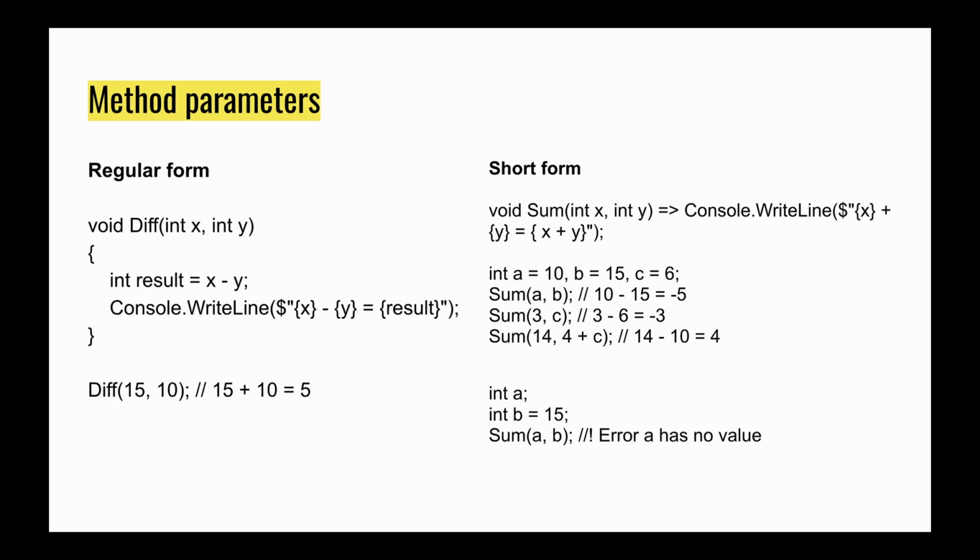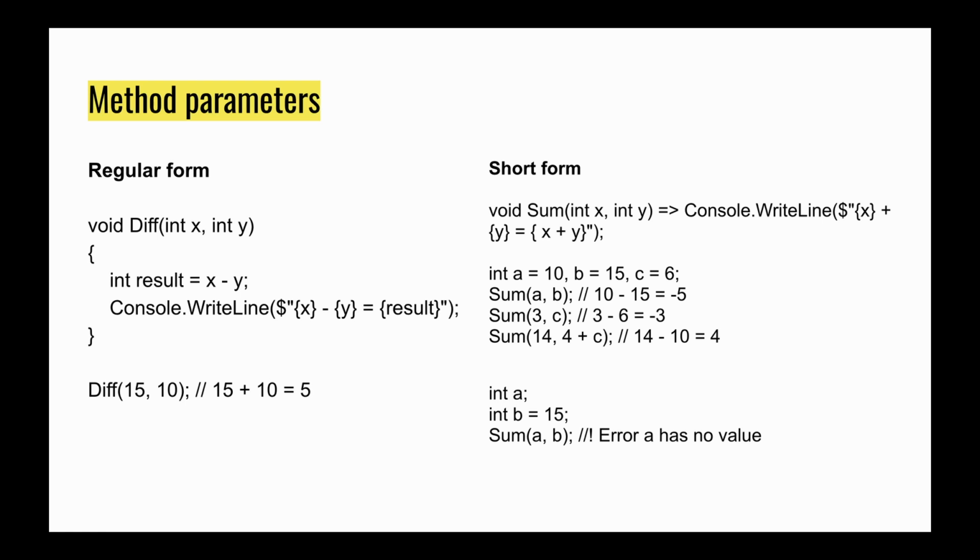Let's define another method that adds two numbers. The diff method has two parameters x and y. Both parameters are of type int. Therefore, when calling this method, we must pass two numbers for these parameters. Inside the method, the sum of the passed numbers is calculated and output to the console.